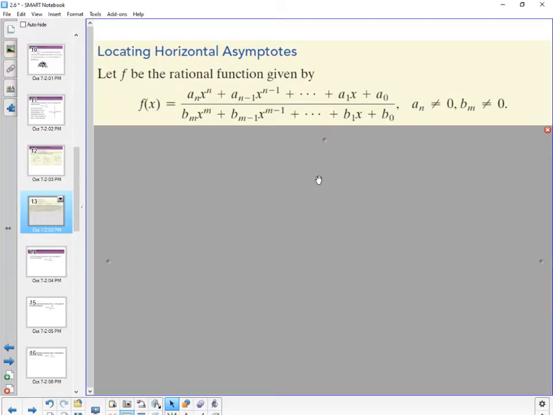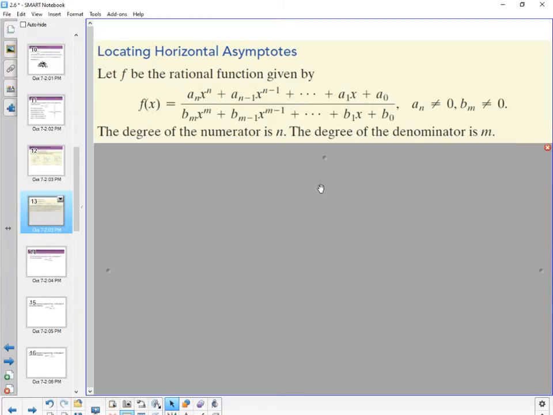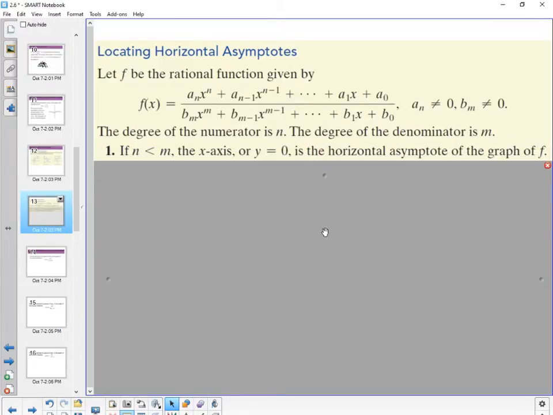We're good? Okay, so the degree of the numerator is n, and the degree of the denominator is m. You guys see that from the example up there? Here's our first rule. If n is less than m, then the horizontal asymptote will be the line y equals 0. Simple enough? So if the top degree is smaller than the bottom degree, so this is a 2, this is a 3, this is an x, this is a square, then your horizontal asymptote will be the x-axis, aka y equals 0. Anybody need a visual of that?